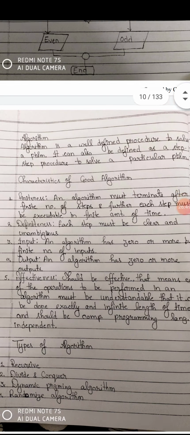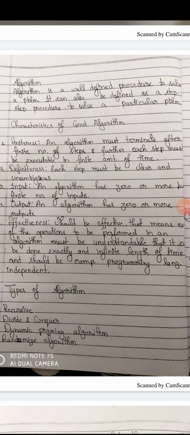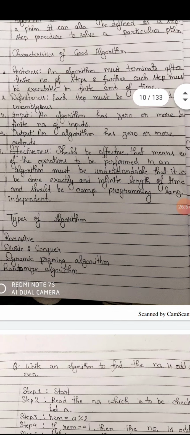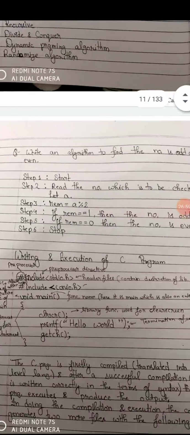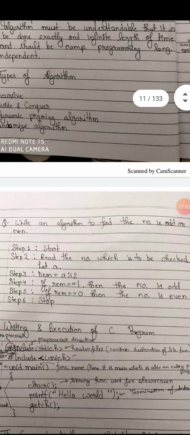So this is all about the algorithm: what the algorithm is, what the characteristics of a good algorithm are, and what types of algorithm we have in computer languages. Now we will understand how to write an algorithm.